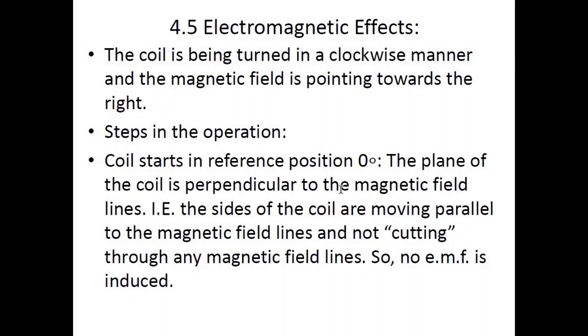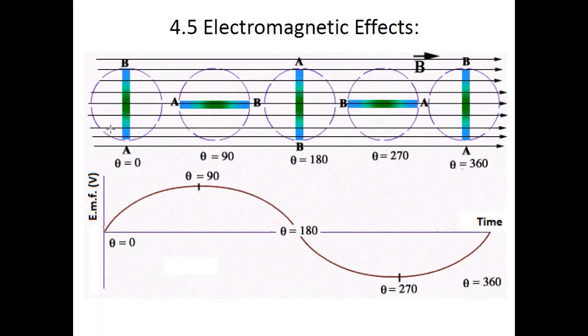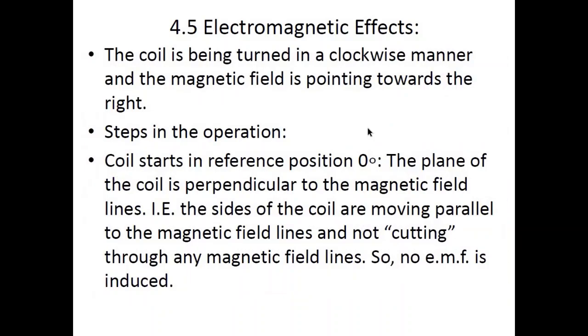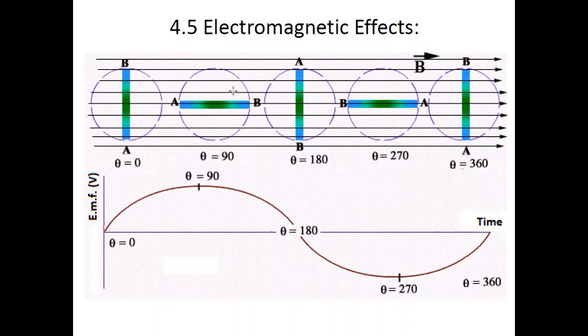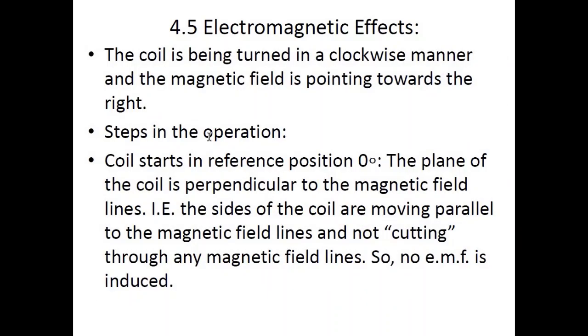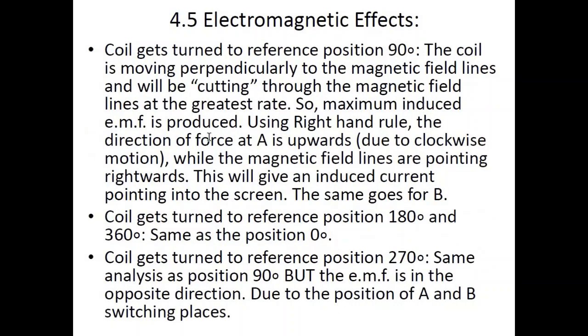Now what happens is that at the reference position 0 degrees, the plane of the coil is perpendicular to the magnetic field. As you can see, the sides of the coil are moving parallel to the magnetic field and not cutting through it, so no EMF is induced. Then the coil is turned to reference position 90 degrees.